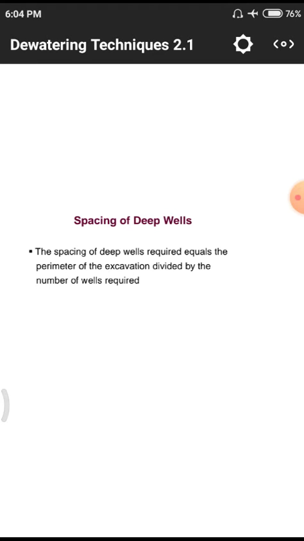These are deep wells. That means for each grid we have to use a particular deep well, or for each grid we need to use 2 deep wells, depending upon how much water is in the particular structure. If the structure has too much water, we need to use a particular quantity of deep wells. That number will be obtained by simply dividing the total area.